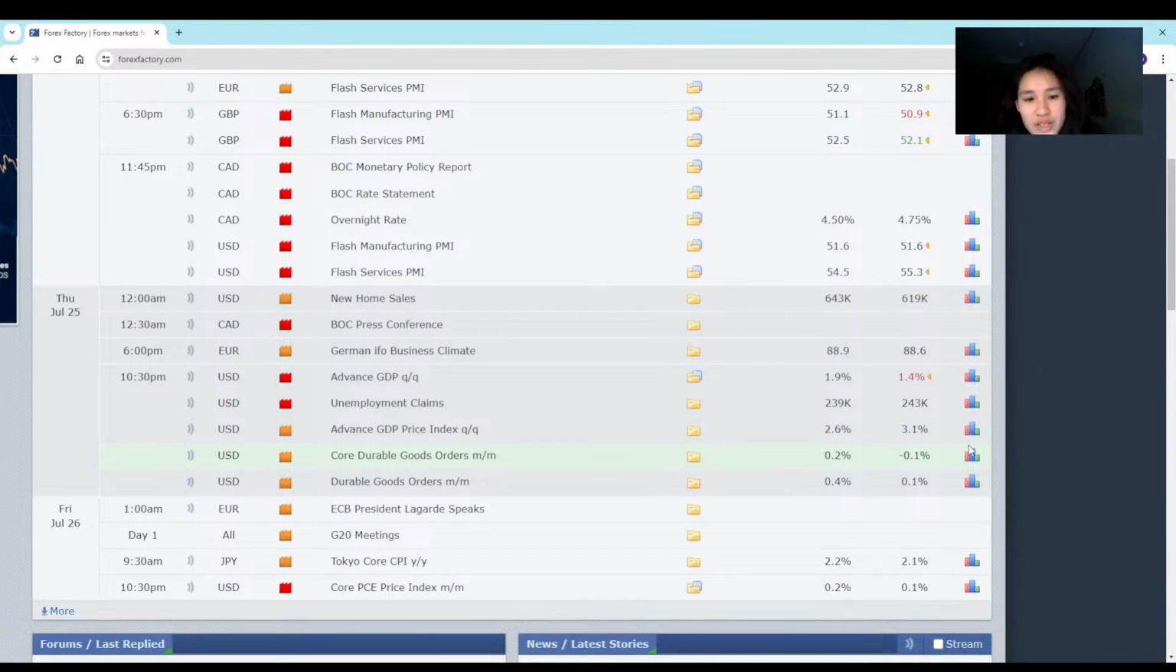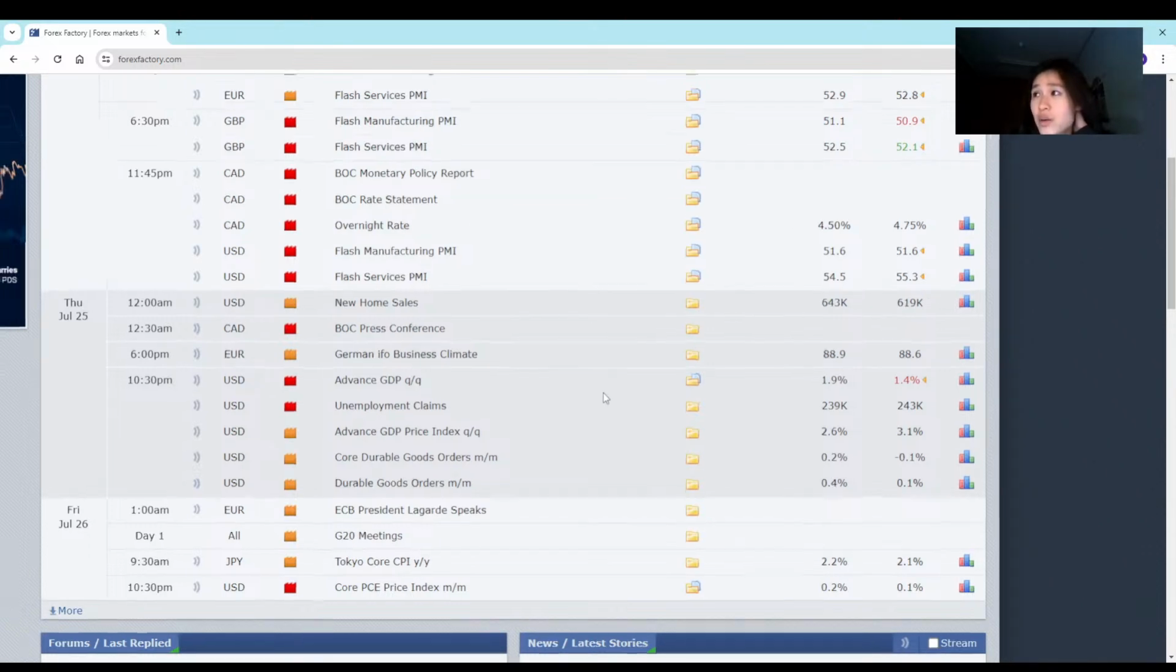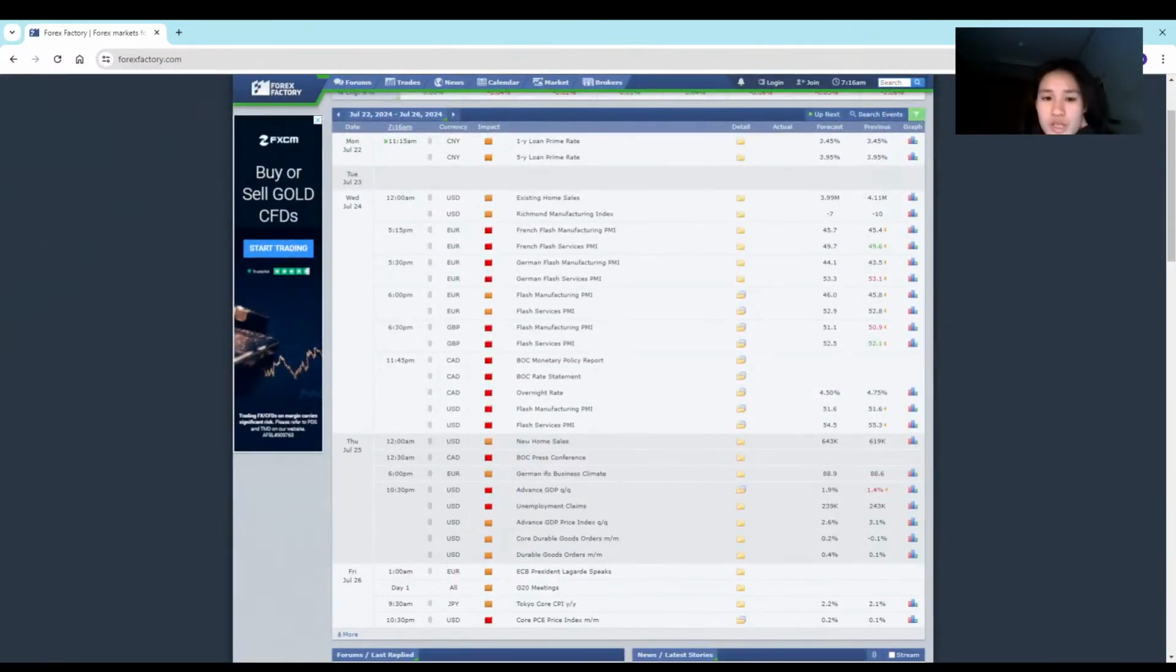We also have Japan's Tokyo Core CPI, which is expected to be slightly higher than previous at 2.2%. And lastly, we have US Core PCE Price Index. Okay, so that's all for the fundamental events for this week. We can see Wednesday will probably be the most eventful day for this week.